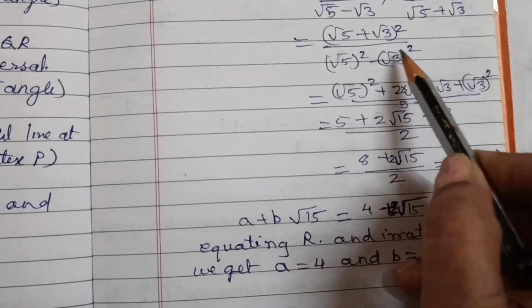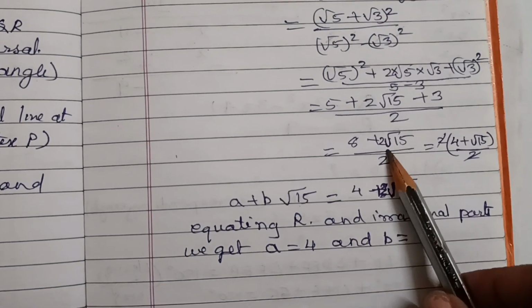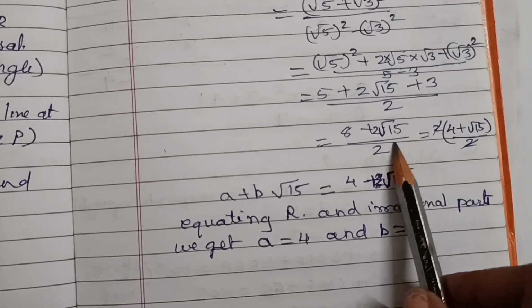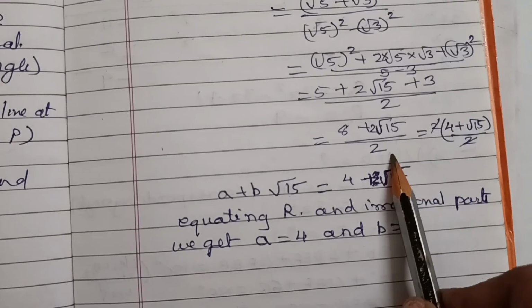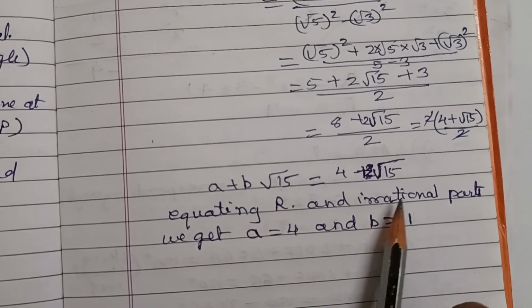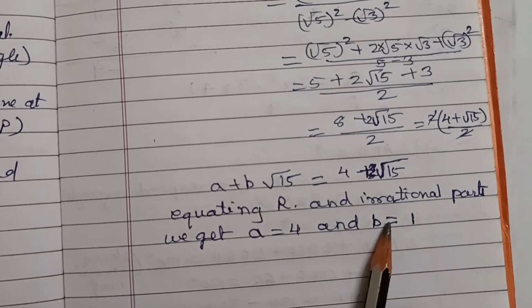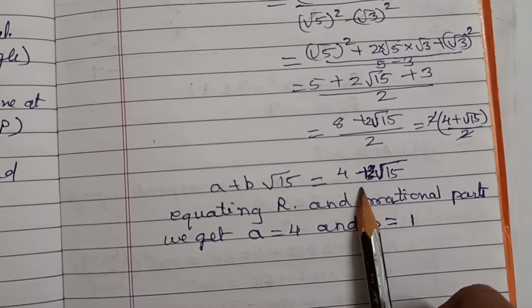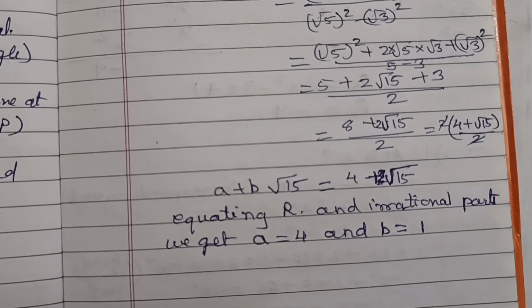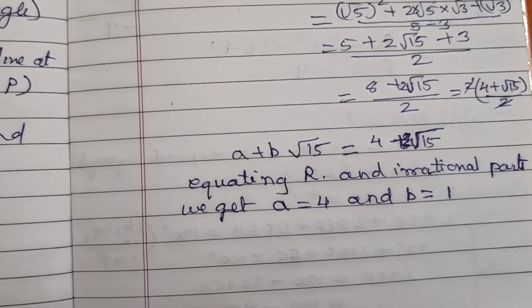Here the root and square will cancel. So 5 minus 3 is 2. After solving, we get 8 plus 2 root 15 upon 2. Equating rational and irrational parts, we get a is equal to 4, b is equal to 1. So the expression is 4 plus 1 root 15. So the values of a is 4 and b is 1.